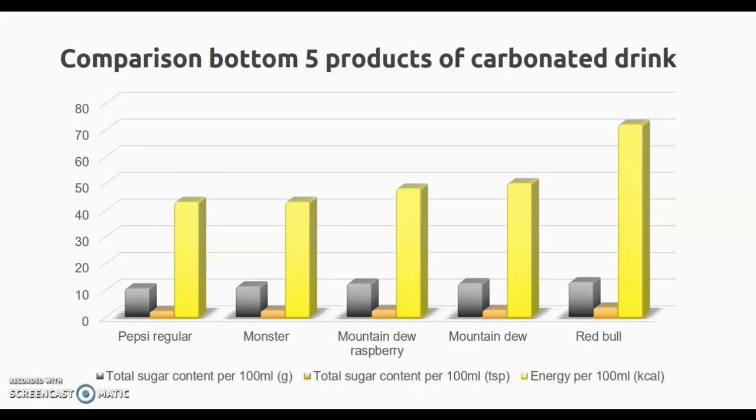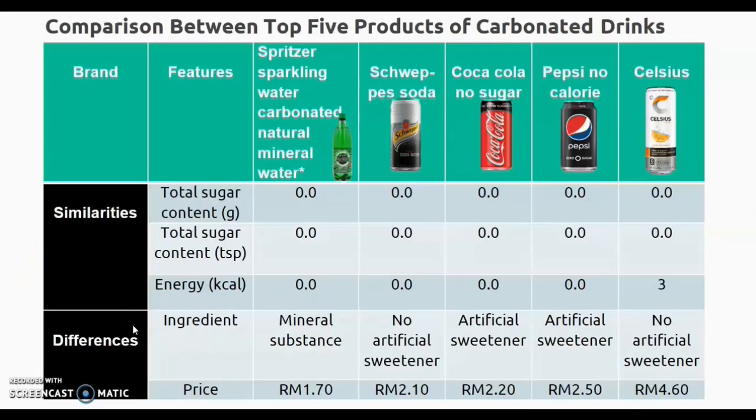And for the Pepsi Regular, about 43 calories, and for the sugar content, it has about 10.6 grams of sugar and around 2.1 teaspoons of sugar. Comparison between top 5 products of carbonated drink.